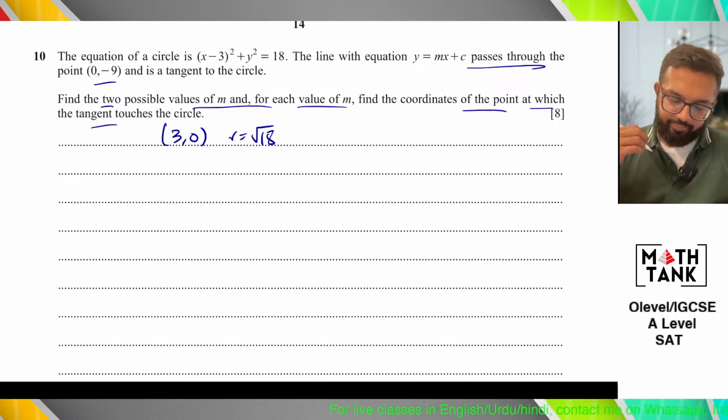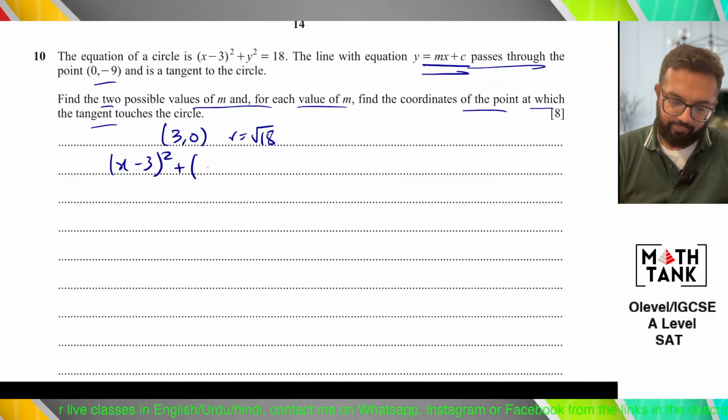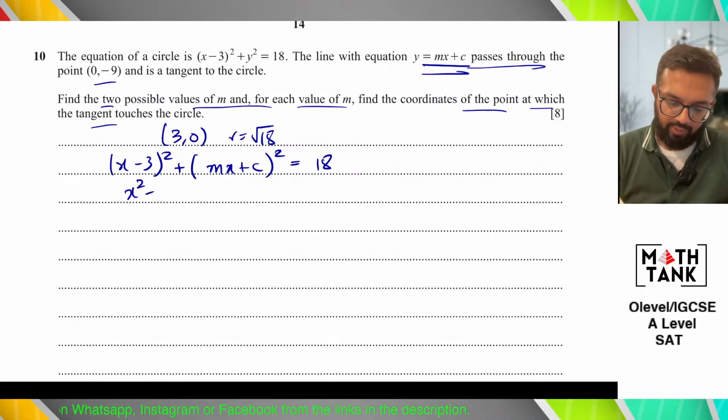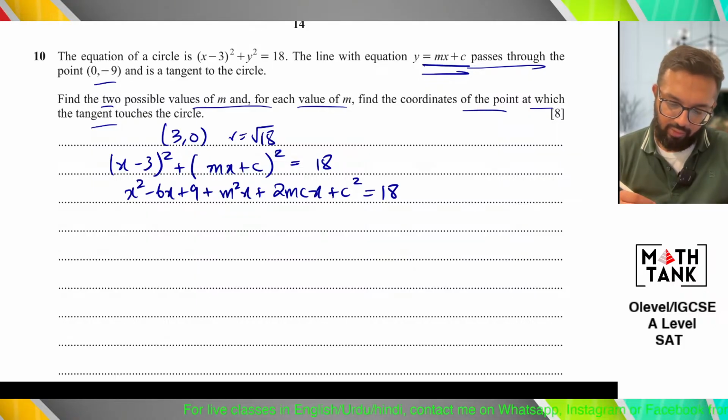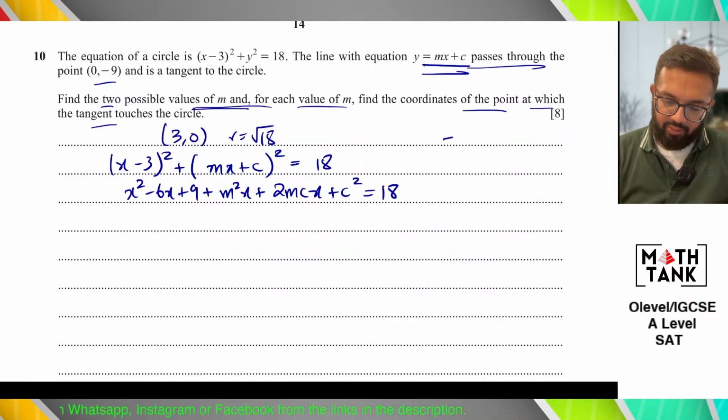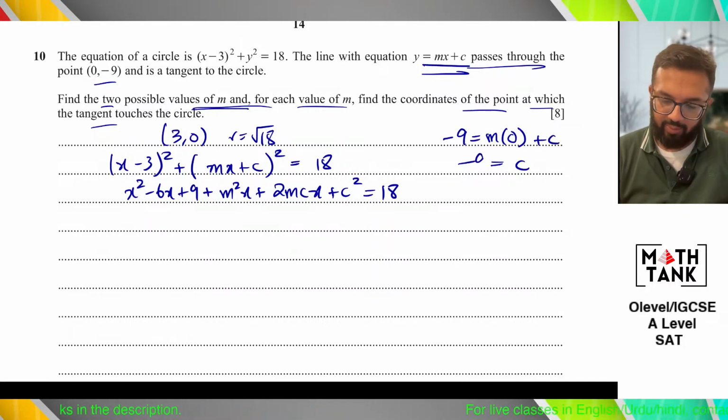Okay. The first thing that clicks is that I should be combining these two equations. x squared minus 6x plus 9 plus m squared x squared plus 2mcx plus c squared equals 18. Okay, find the two possible values of m. One thing that I should also be using is this, because it's giving me the exact value of c. c is minus 9.